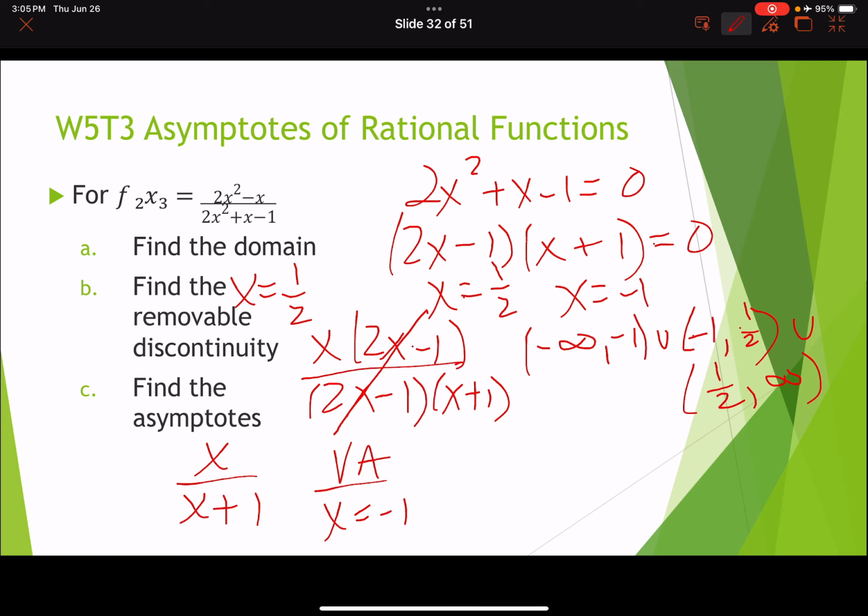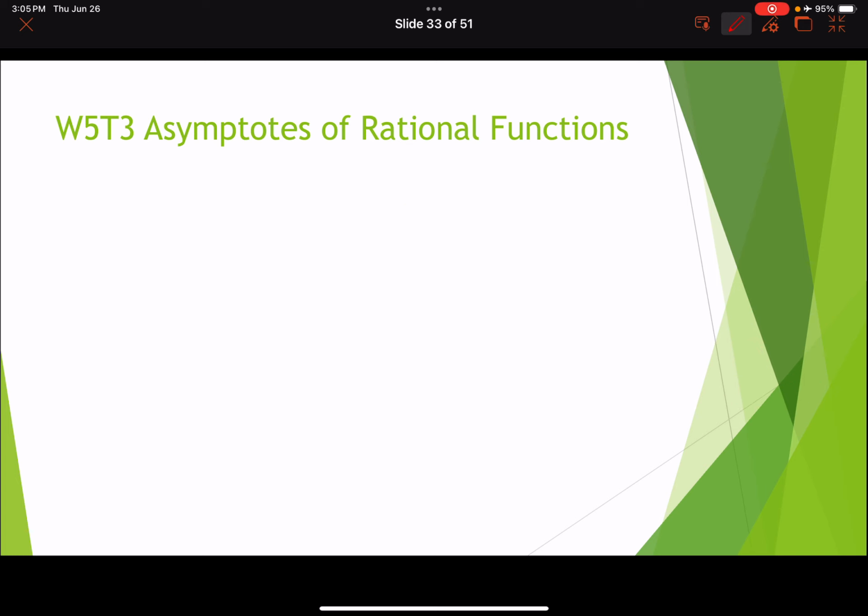The horizontal asymptote, we look at the ratio of the degrees. Those degrees are the same, they're both 1. We take the leading coefficients. The leading coefficients are both 1. So that means the horizontal asymptote for this is at y equals 1. Okay? All right. Let's go to the next problem.